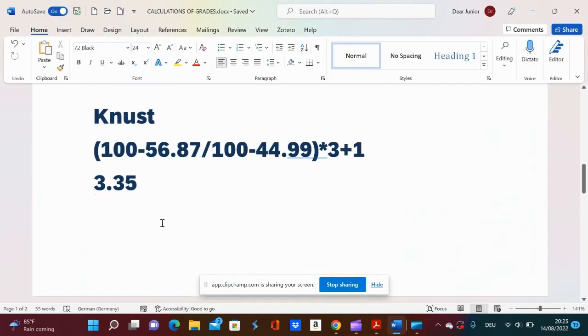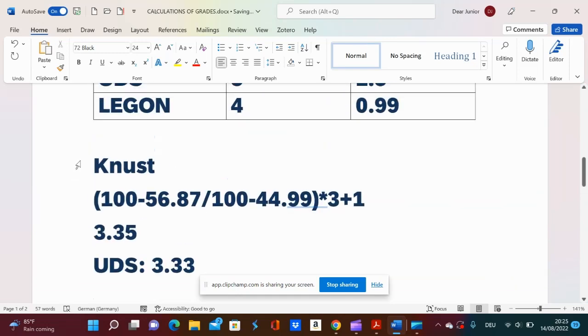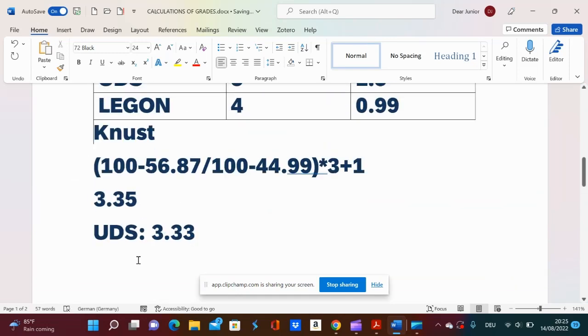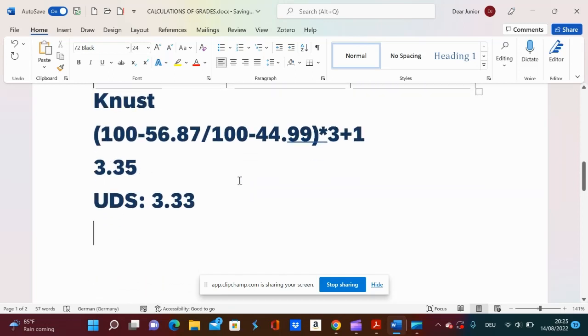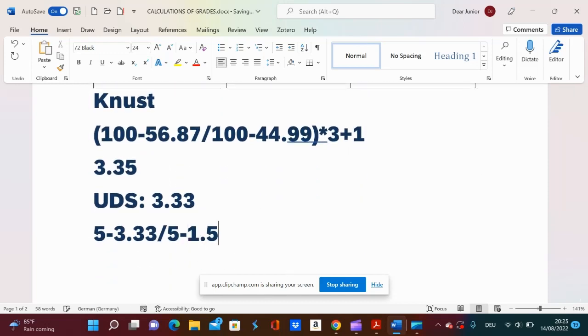Let's do the calculation now. UDS, okay, so the person had 3.33. The highest score for UDS is 5. That is the maximum minus the D. D is 3.33, right? Over 5 minus the minimum, 1.5, all into brackets, times 3, plus 1.